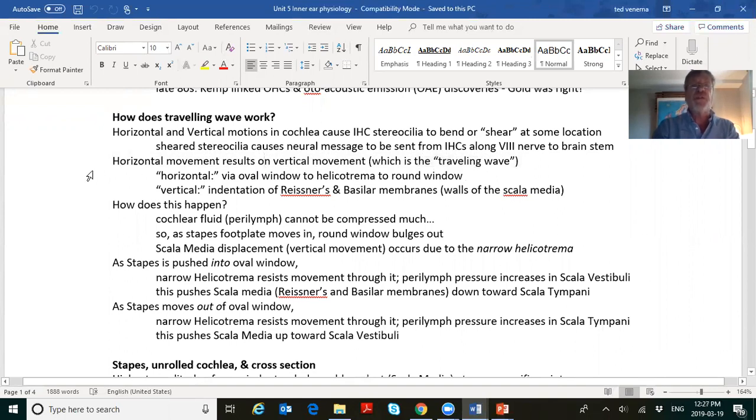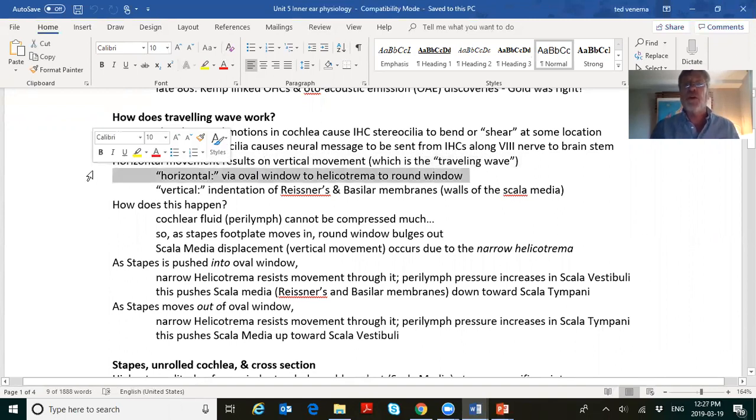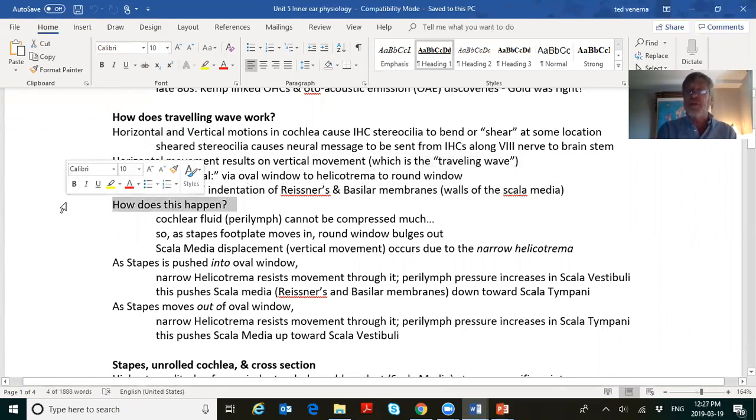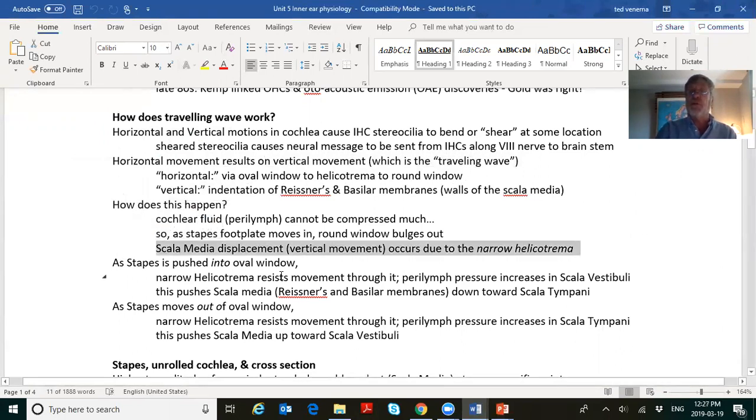Horizontal is the movement by way of the oval window to the helicotrema and around to the round window. The vertical is the indentation of Reissner's and basilar membranes, the walls of the scala media. How does this happen? Cochlear fluid, perilymph, can't be compressed much, so as the stapes footplate moves in, the round window bulges out. The scala media displacement, however, that vertical movement, occurs because of the narrow helicotrema.